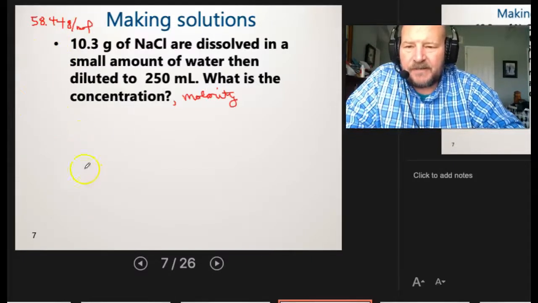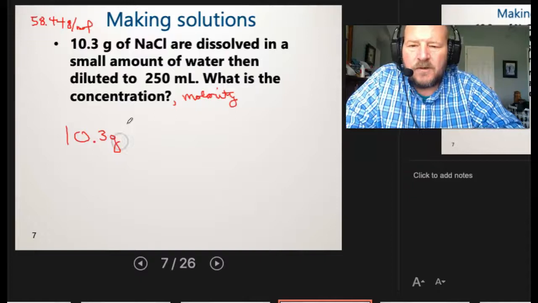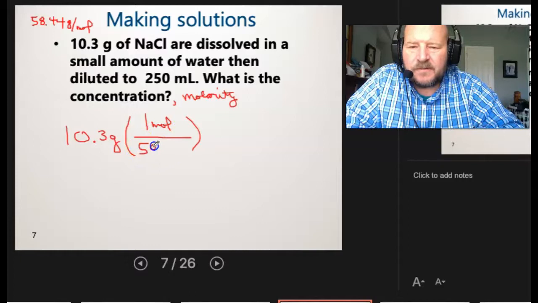Next, I'm going to take 10.3 grams. I'm going to convert that to moles using that. So for every 1 mole, it's going to be 58.44 grams.